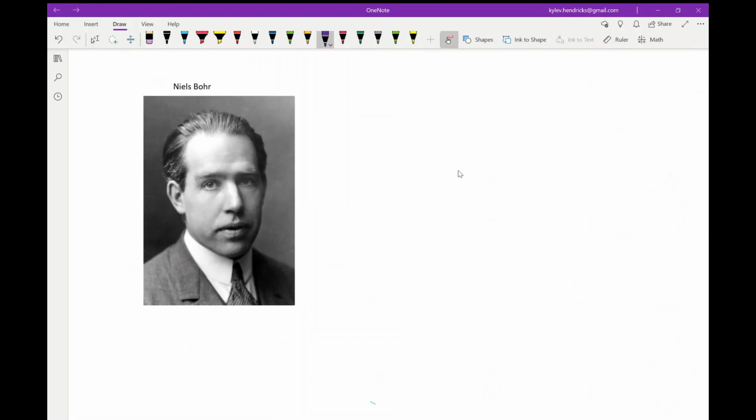You can see that they did not have all the answers themselves, but their contributions to the atom now constitute our modern understanding of the atom.